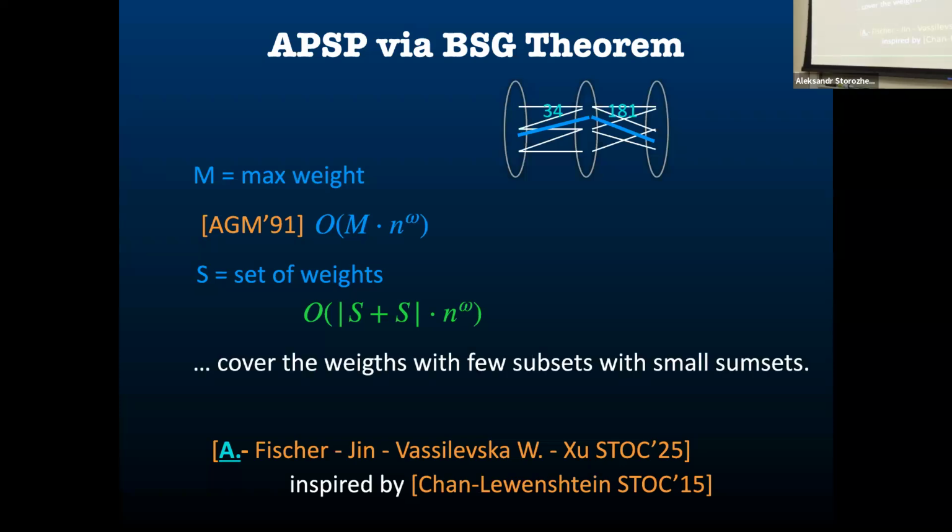And that's how the BSG theorem comes in. It's a theorem that says you can take a set of numbers or weights and decompose them into a small number of subsets, and each subset has a small sum set. So basically, you take your graph, you look at the weights, you apply BSG, and then you apply this algorithm. There are a lot of details, of course, that I'm rushing over.